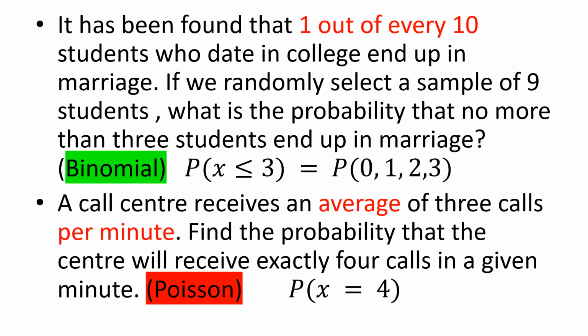A call center receives an average, that's average probability there, of 3 calls per minute, that's time, or a time frame. Find the probability that the center will receive exactly 4 calls in a given minute. That's Poisson, because it's an average probability and it's dealing with a time frame.